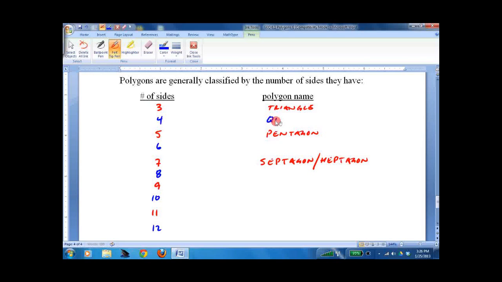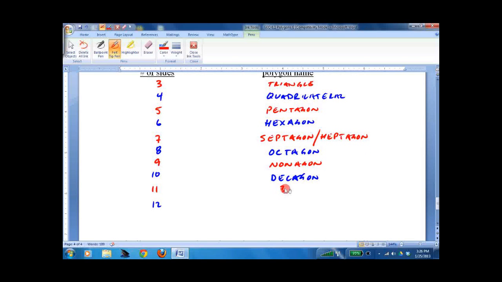4-sided is a quadrilateral. We're going to spend a lot of time this unit with these. 6-sided is a hexagon, as we said earlier. 8-sided is an octagon. 10-sided is a decagon. And 9-sided is a nonagon. Do you have to have these memorized? No, it's just kind of fun. And for that reason, I don't tell people what the 11-sided and the 12-sided are. You got to go figure them out yourself, which I think is kind of fun.